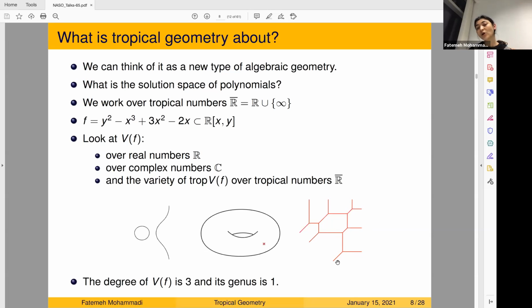And then if I look at the tropical picture, again I see just one cycle in the middle, which tells me the genus of my tropical curve. So you see some of these algebraic invariants would be translated to the tropical world. And basically, instead of studying the geometric information of this curve, I would take the tropical one, which is in the combinatorial world, and study the invariants of this curve.